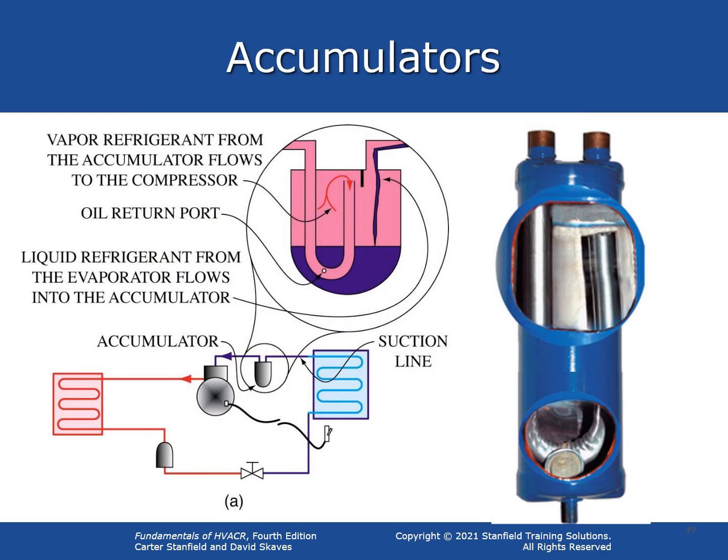An accumulator is both a storage device and a safety device. The accumulator is located in the suction line just before the compressor. Its purpose is to prevent liquid refrigerant from returning to the compressor. The accumulator allows both vapor and liquid in, but only vapor out. The inlet side of the accumulator is connected to the outlet of the evaporator. The outlet of the accumulator draws vapor through a U-shaped tube or chamber to allow the vapor to pick up any oil that is trapped in the accumulator.